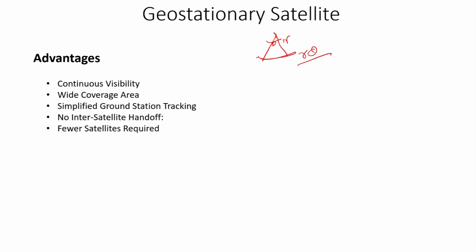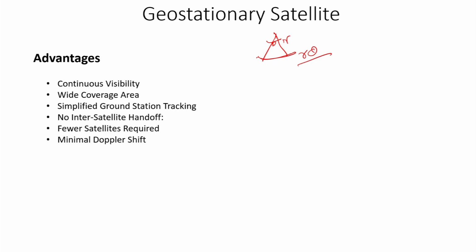And whenever we put satellites in a geostationary orbit, that is at 35,786 kilometers, we need fewer satellites. In fact, it can be shown that only 3 satellites will cover the whole globe. And here you have the minimum Doppler shift. Doppler shift means whenever you transmit a radio signal, if one body is moving with respect to the other, there will be a frequency shift. But in this case, since the satellite is virtually stationary, you will not have any Doppler shift.